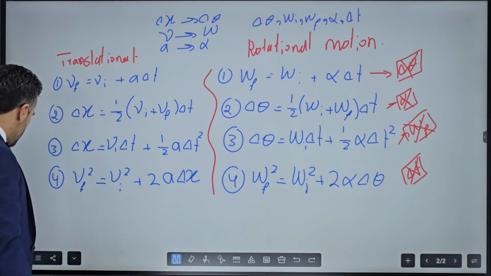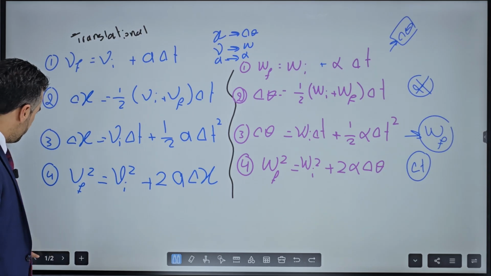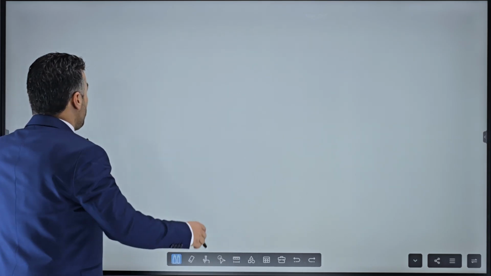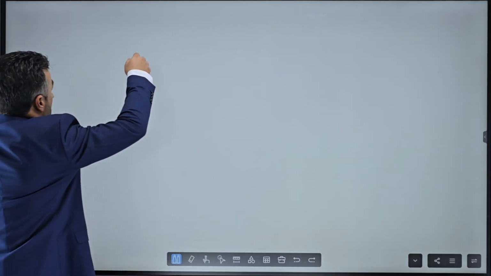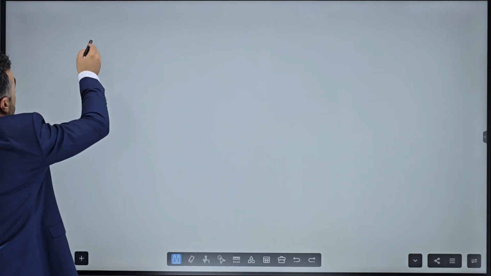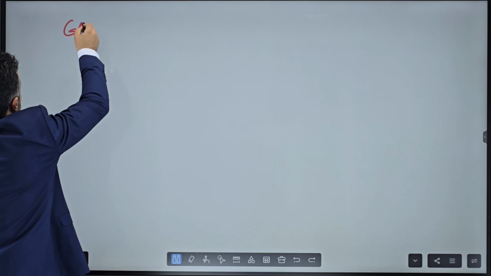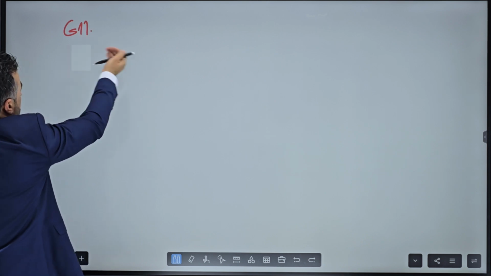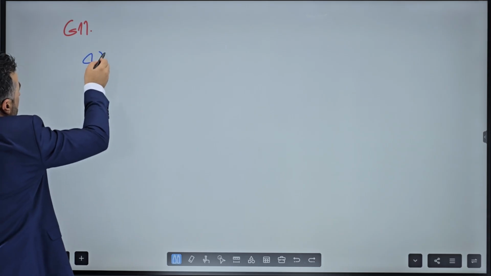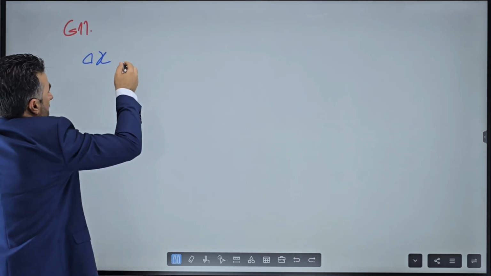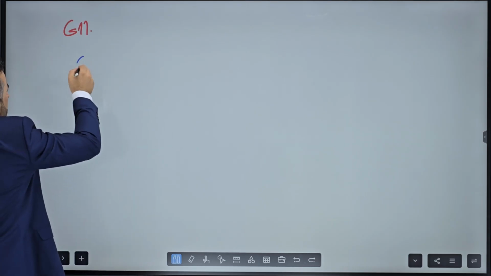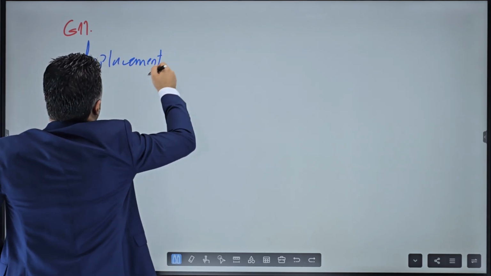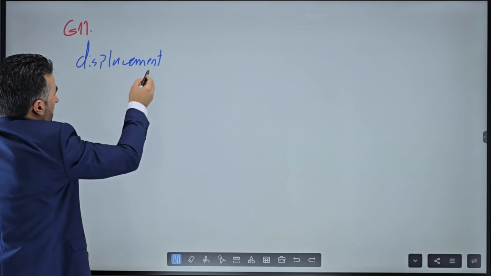Now I'd like to repeat this one more time. Remember this, okay? Now, let's go back to the linear quantities and the angular quantities. In grade 11, we had delta x. And what is delta x? That is clearly the displacement. So let me just write delta x here. Delta x, of course, was the displacement.